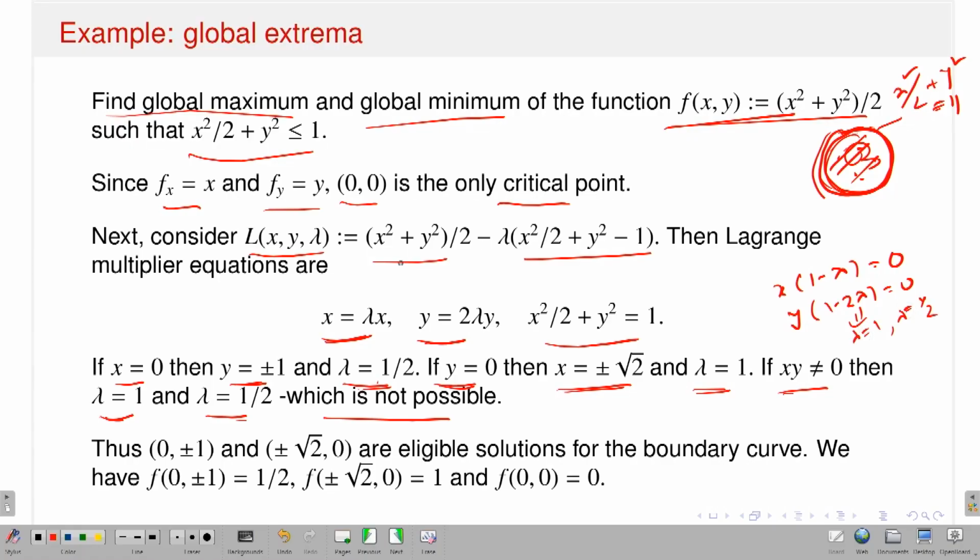So okay, I have these functions, then the Lagrange multiplier equations give you 3 equations: x is equal to lambda x, y is equal to 2 lambda y, and it has to satisfy this. That is very important actually: x square by 2 plus y square is equal to 1.